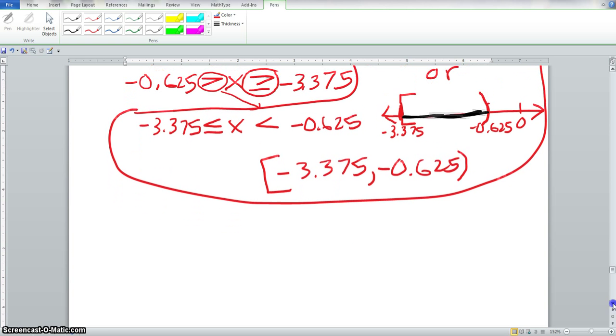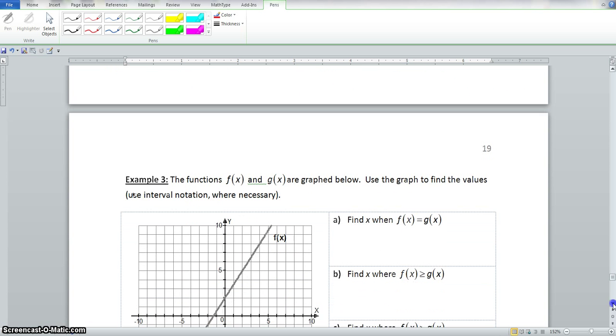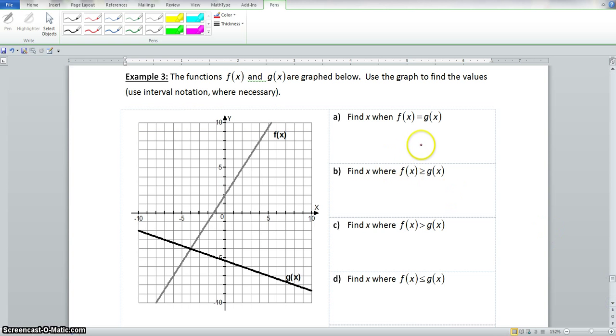Now, we scroll to our next problem. It says, example 3, the functions f of x and g of x are graphed below. Use the graph to find the values. Use interval notation where necessary. So the first thing it says here is find x when f of x is equal to g of x.